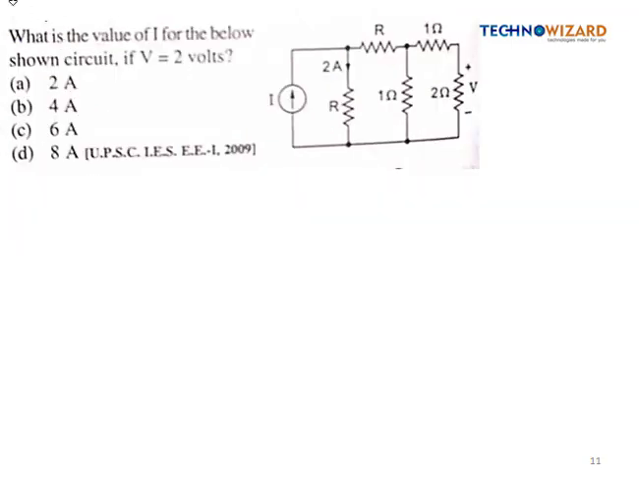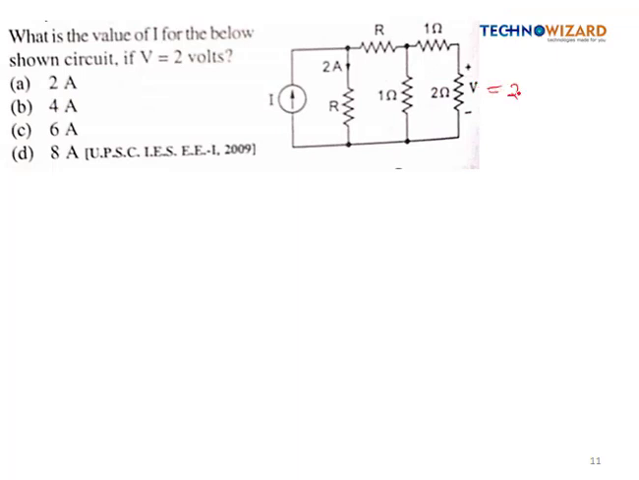Let's see the next question. What is the value of I for the below shown circuit if V is equal to 2 volt? So in this question they have given here the voltage is 2 volt, okay?